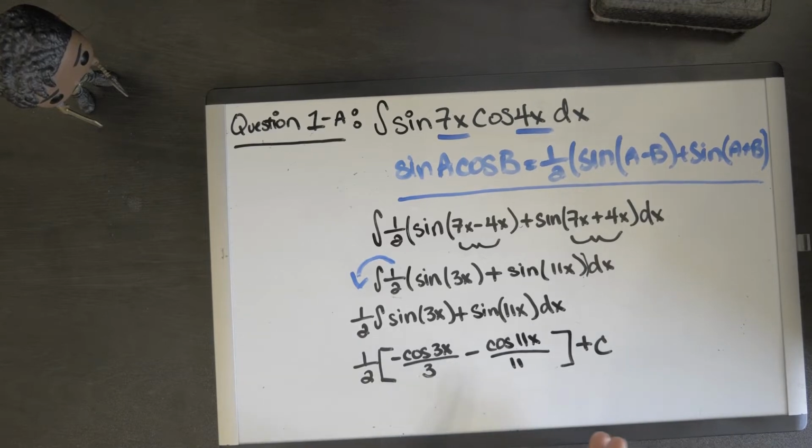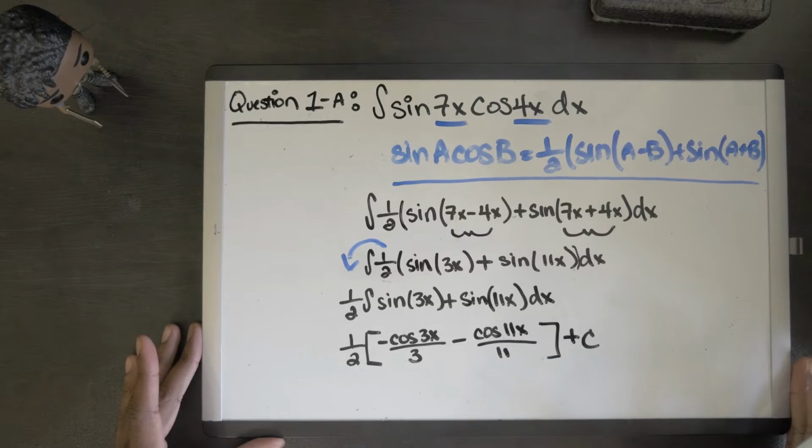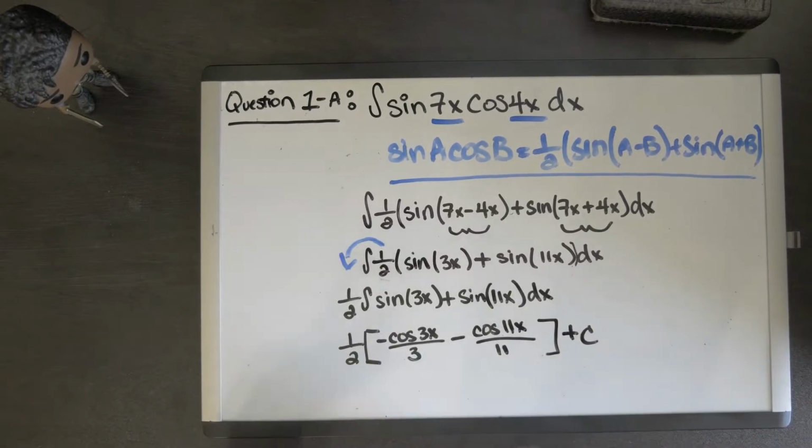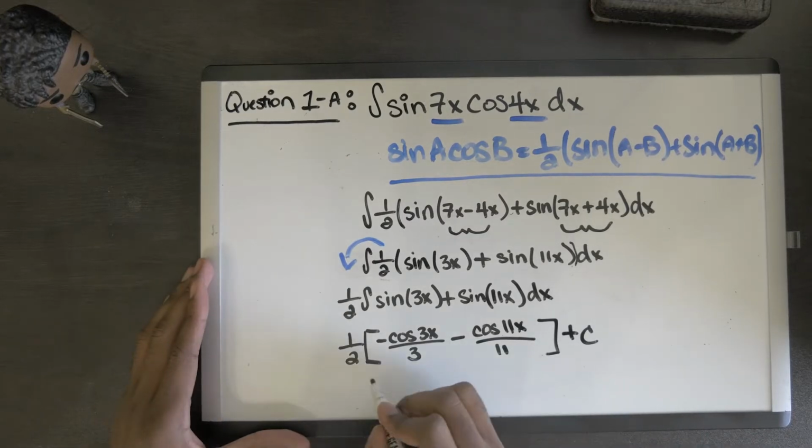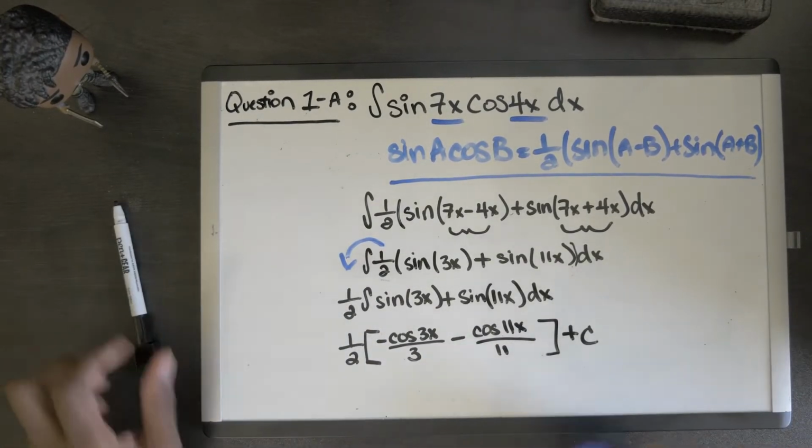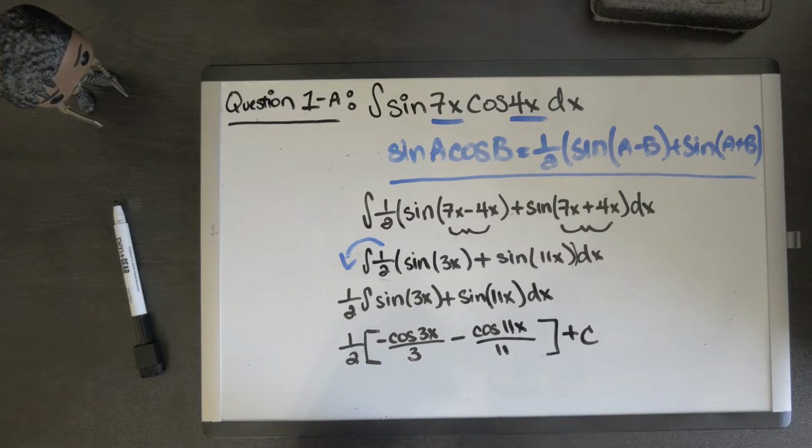Now, technically speaking, at this point, you can consider yourself done with this answer. But if your professor requires you to condense this down a little bit further, what we can do is go ahead and distribute the 1/2, and then see what the problem gives us at that point. So if we were to distribute the 1/2, let me use this blue marker here.